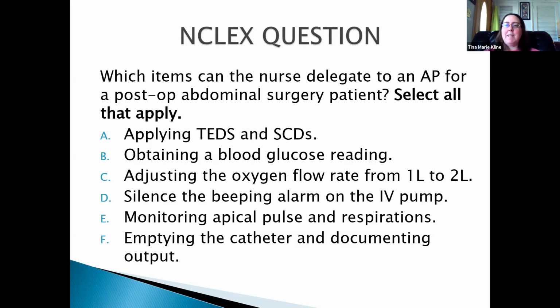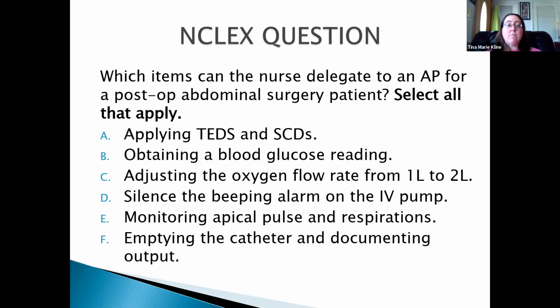All right, let me check out some of these chat box responses. All right. Okay, so it looks like everybody pretty much picked A. Okay, and yes, your AP can put on TEDs and they can put on SCDs. That is in their scope of practice. So A is a yes.